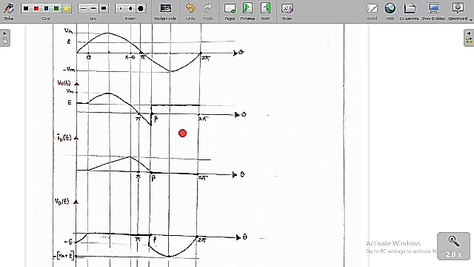So basically we have studied the 6 types of loads. Now we have completed the single phase half wave uncontrolled rectifier, where we kept the diode, but now we are going to study the single phase half wave controlled rectifier.